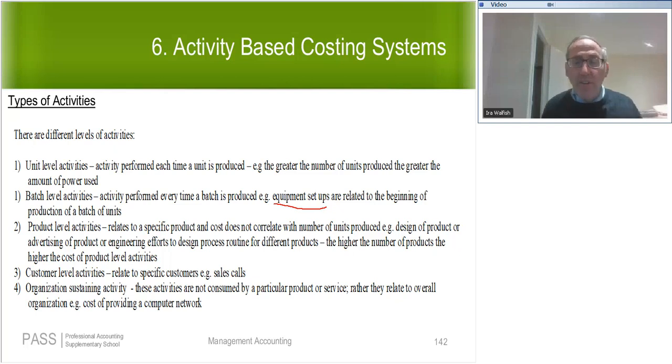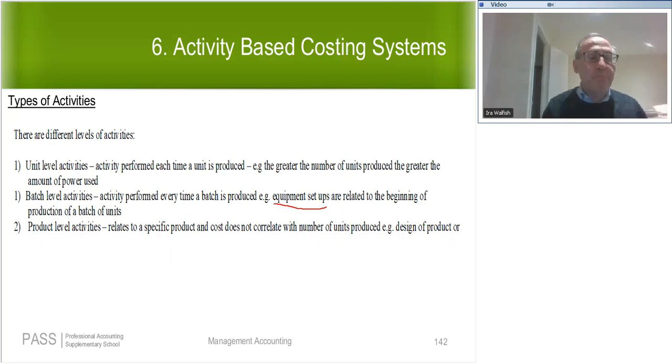These are activities that are not related to or consumed by a particular product or service. So they don't relate specifically to product X or service X. Rather, they relate to the overall organization. So the cost of providing a computer network or a corporate accounting department, those are the organization sustaining activities.